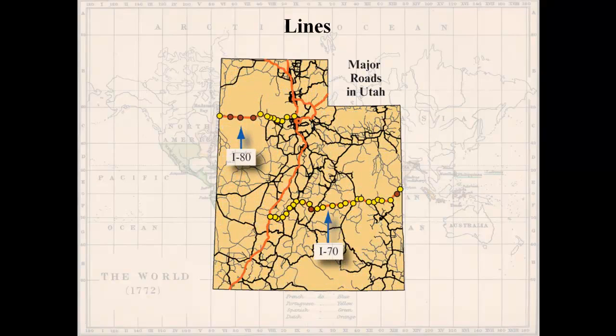Here's an example of lines, major roads in Utah, and you can see here we have a line which appears to be going through here. It's got yellow points, nodes, which would be endpoints or intersections. So in this case these yellow points here are intersections with other lines.